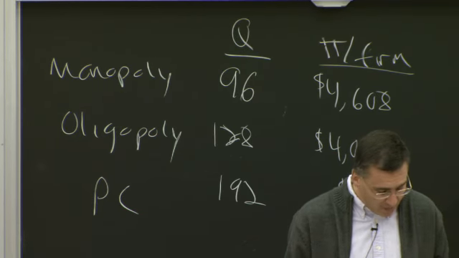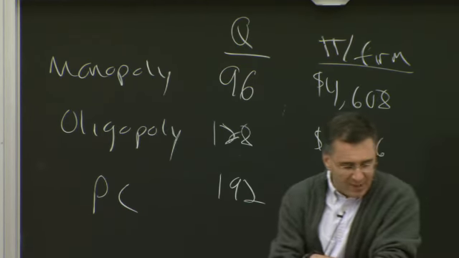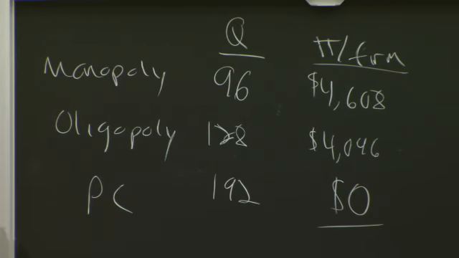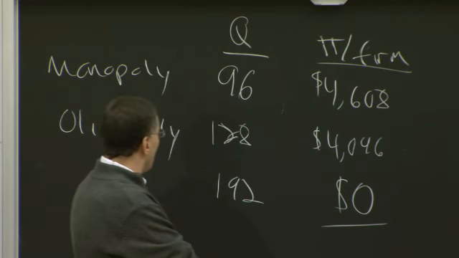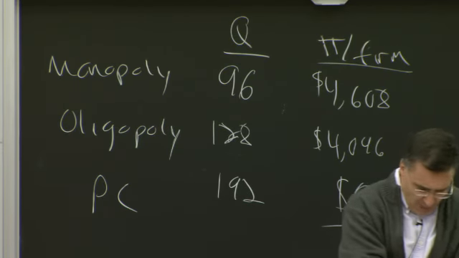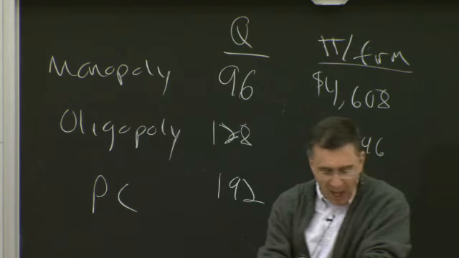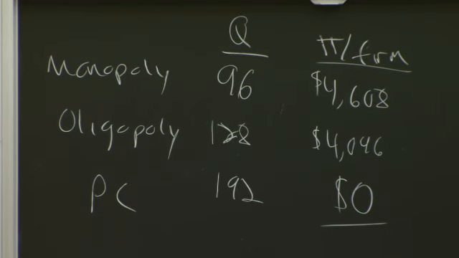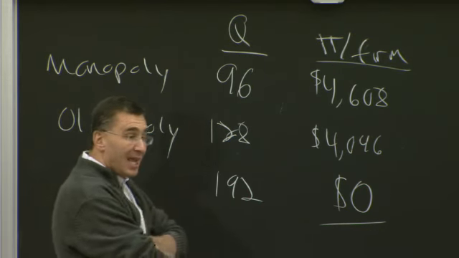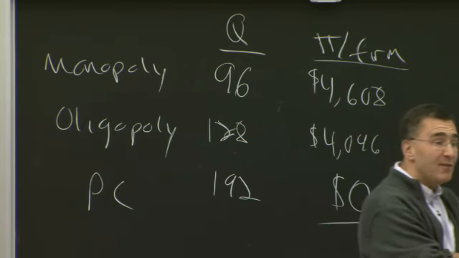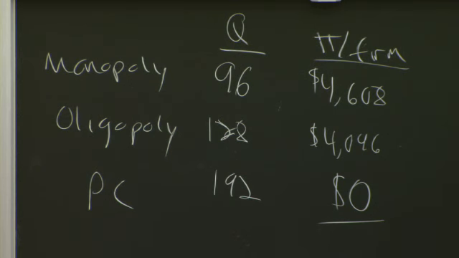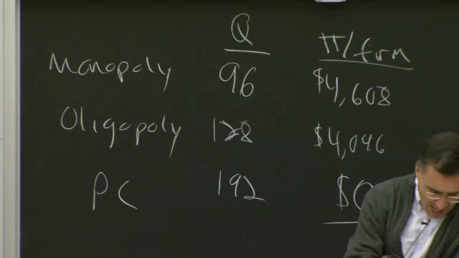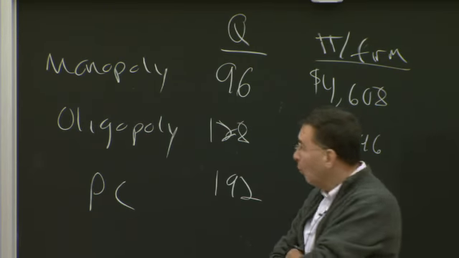Okay? So we can now compare this, and we could say basically an oligopoly case leads to less output and more profits than does perfect competition. And a monopoly case leads to even less output and even more profits than does oligopoly. Okay? And how do we think about welfare in this case?